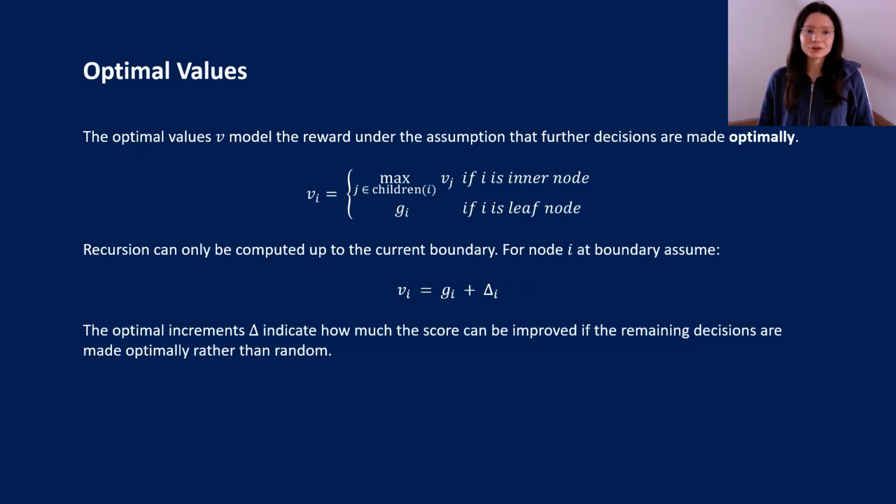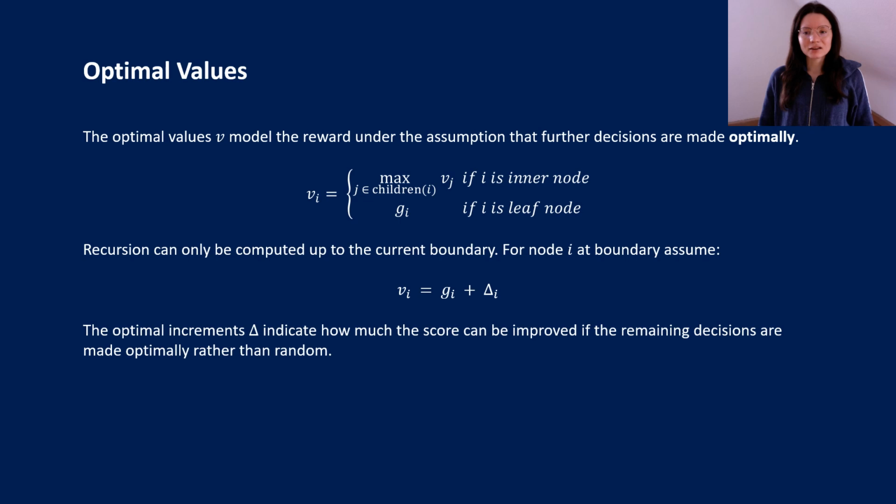In the end, we don't want to know the score of a node under the assumption that decisions are made randomly, but we want to know the value of decisions if we make all subsequent decisions optimally. That's what the optimal value of a node is there for. For a leaf node, the optimal value and generative score are equal since there are no subsequent decisions left, and for inner nodes, the optimal values are defined recursively as the maxima of children nodes.